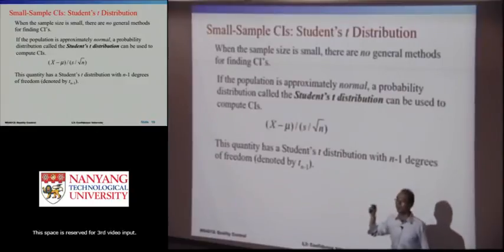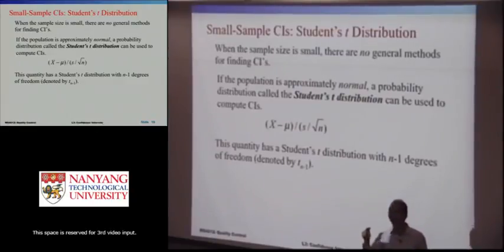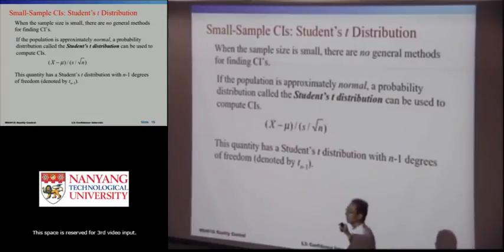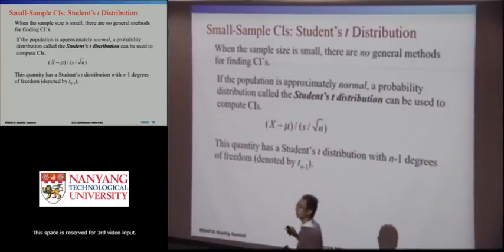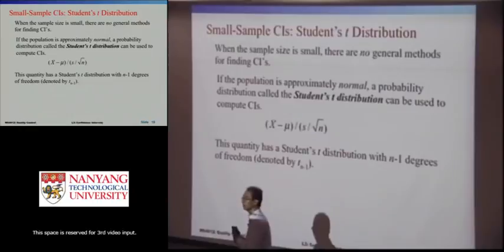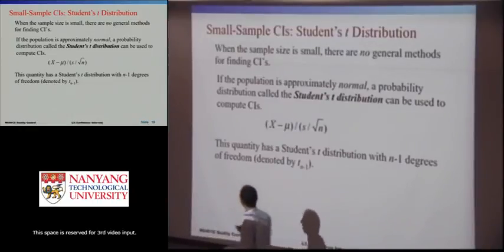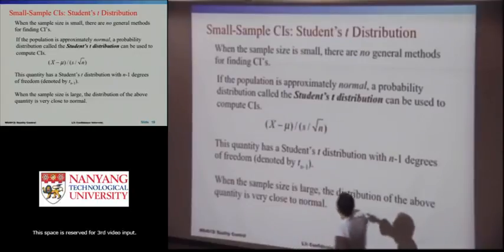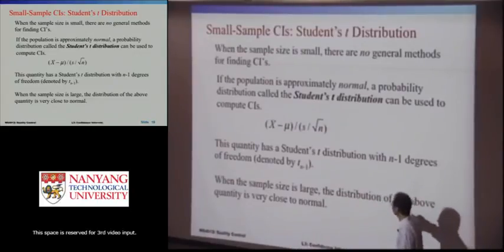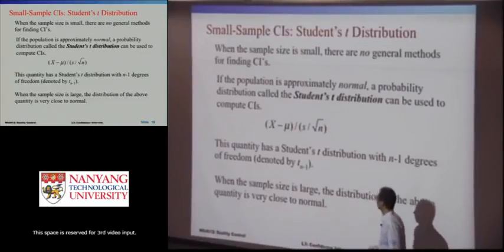So if you have 5 items, the degrees of freedom will be 4. If you have 3 items, the degrees of freedom will be 2. If you have 10 items, the degrees of freedom will be 9. Okay? So when the sample size is large, the distribution of the above quantity is very close to the normal.